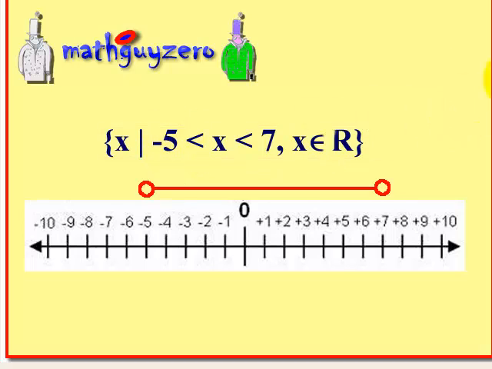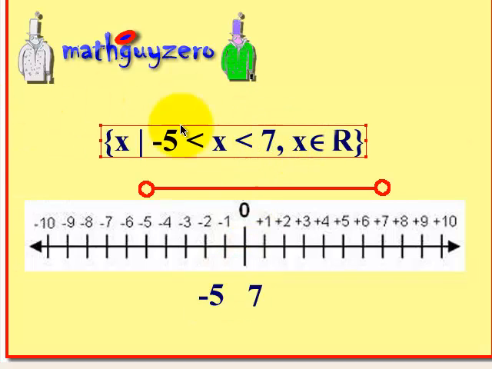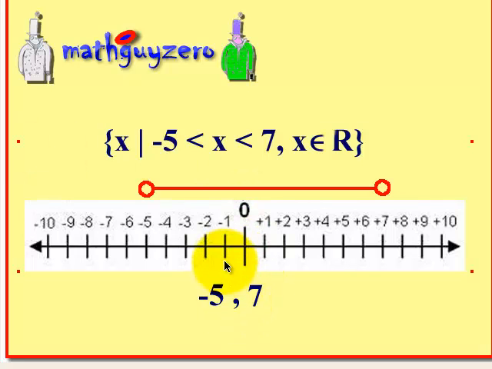We have to decide now as to how we're going to write that as an interval. So we know the ends, okay? That's the interval part. So this is where it starts, -5. This is where it ends, 7. We got to put a comma in there, right? So where it begins, where it ends.